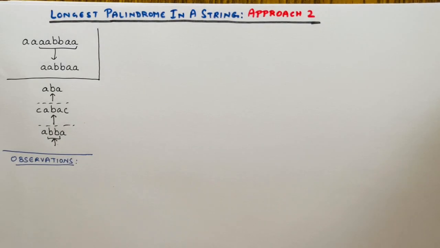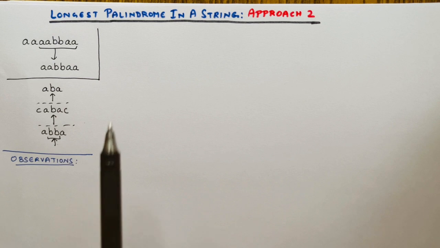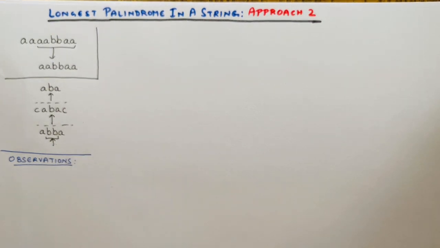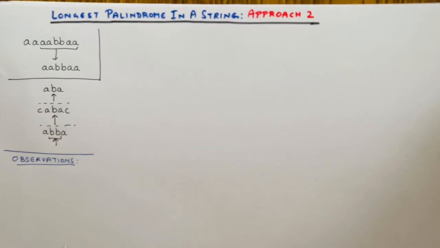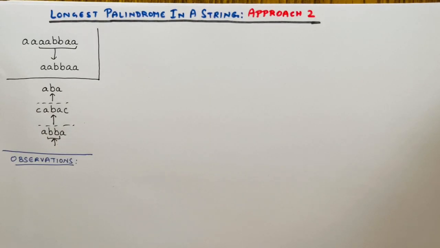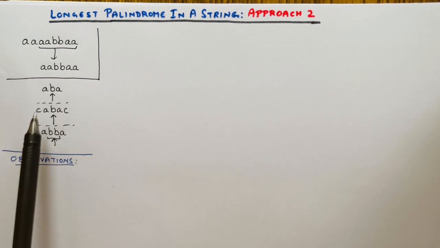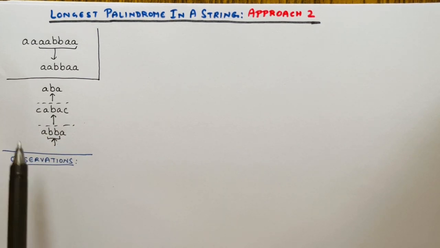So far, we have seen recursive and dynamic programming approaches to solving this problem. Let us see another approach to solve this problem. Before going to this approach, let us visualize some more about this problem and make some observations. We are dealing with palindromes here. Now, here are some palindromes that I have written.